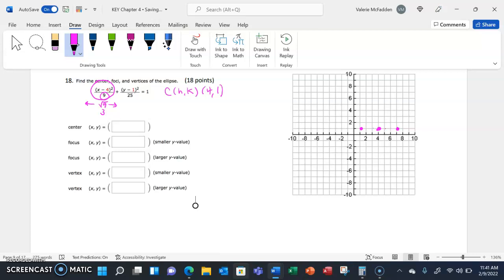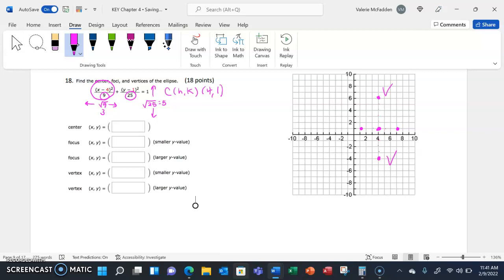On the y-axis, underneath your y squared, and your y-axis is up, down, you're going to move the square root of 25 up and the square root of 25 down. So the square root of 25, of course, is 5, so you're going to move up 5 from the center: 1, 2, 3, 4, 5 up, and 5 from the center down: 1, 2, 3, 4, 5 down.